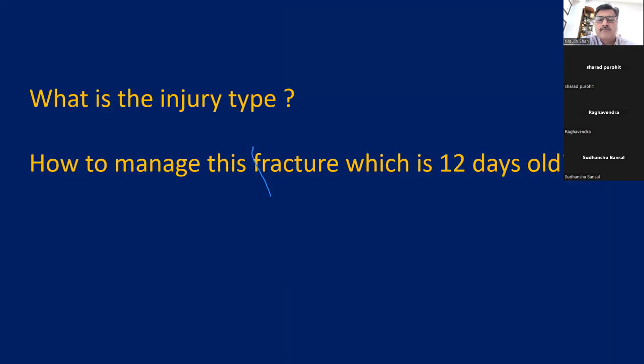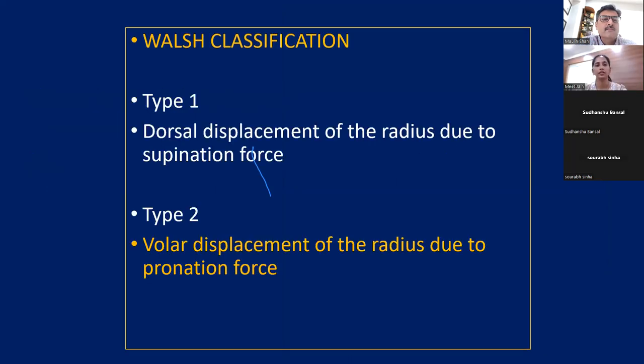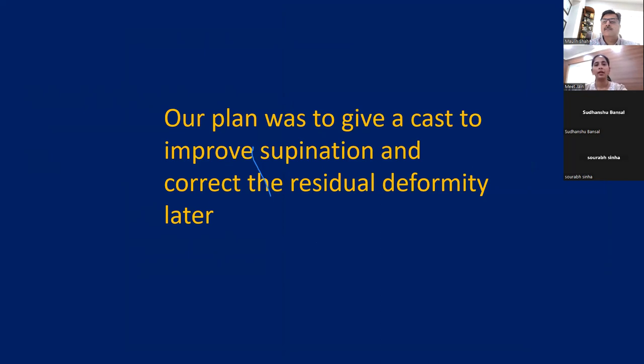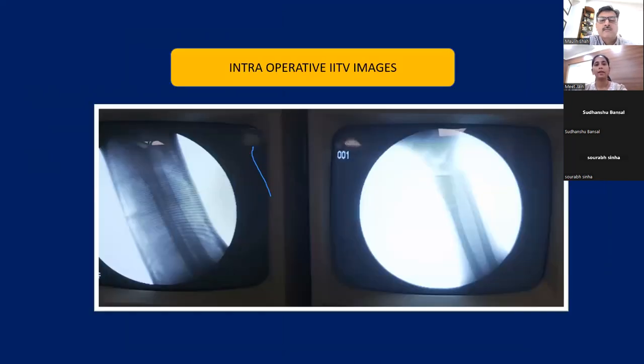Gaurav, show what happened. What type of injury was it and how did you manage it? So it is a type 2 Walsh classification, volar displacement of the radius due to pronation force. Our plan was to give a cast to improve supination and correct the residual deformity later if we would not be able to correct it under relaxation with GA. But as we gave traction and counter traction, we were able to reduce the DRUJ disruption and satisfactorily reduce the fracture in this case.